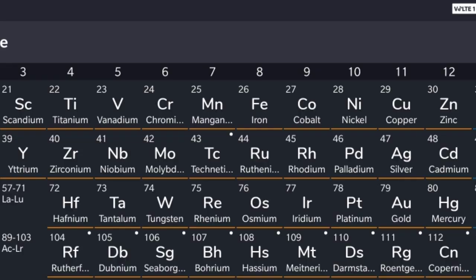So now you have an idea about the first transition series. The first transition series contains scandium to zinc. The second transition series contains yttrium to cadmium. The third transition series contains lanthanum to mercury. But here you should know about the third and fourth transition series. In the third transition series, lanthanum is there, with atomic number 57. After 57, the second element of the third transition series is hafnium.